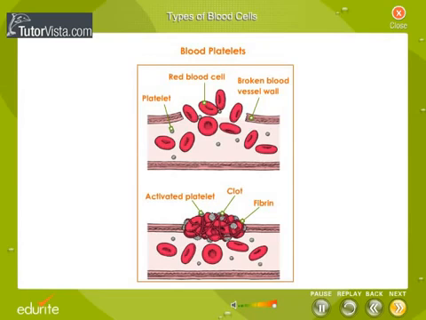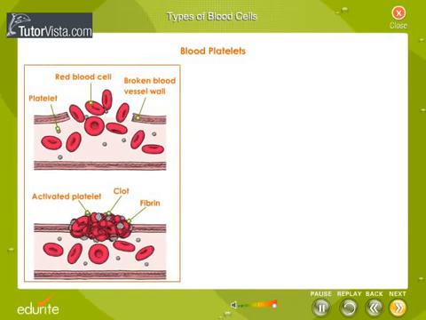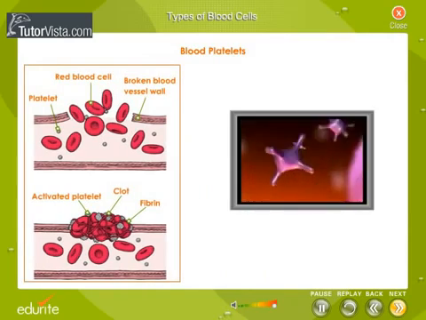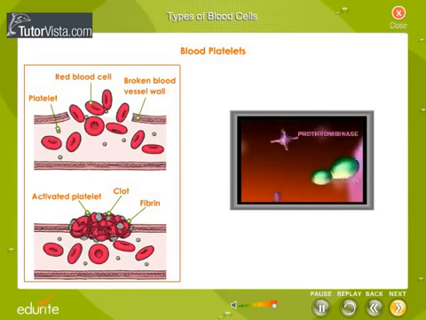Clotting is the body's normal response to a bleeding injury. To control bleeding from vessels larger than capillaries, a clot must form at the site of injury. When an injury such as a cut occurs, platelets become activated. They change their shape, become sticky, and build up on the wall of a blood vessel to form a plug.